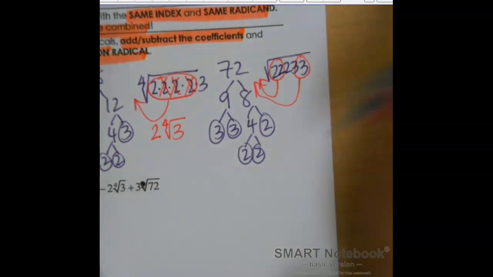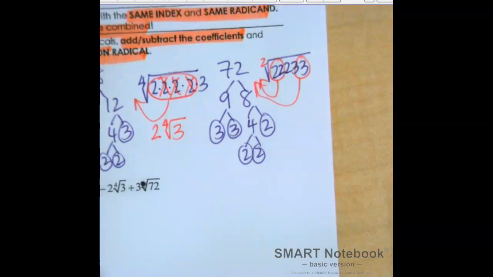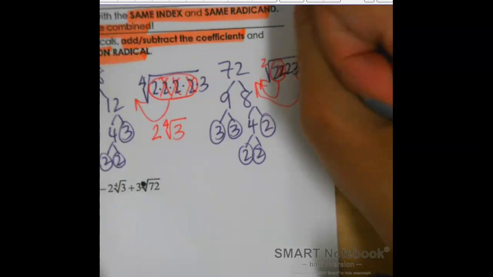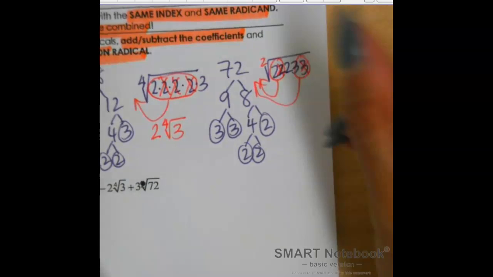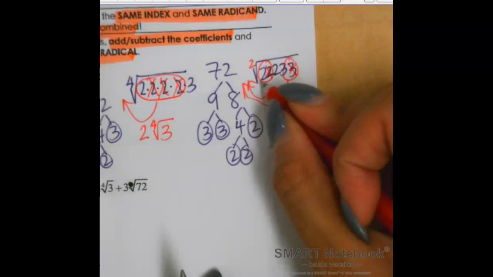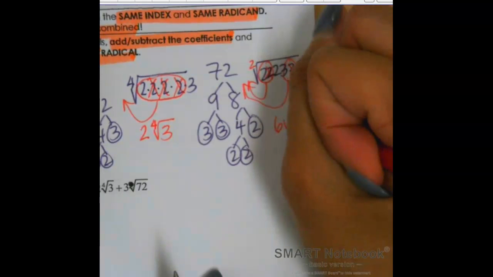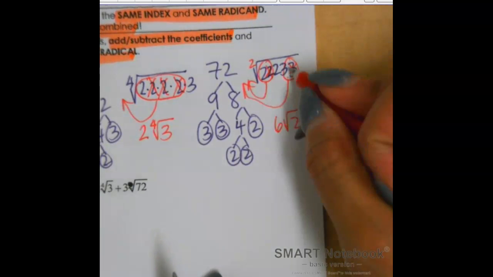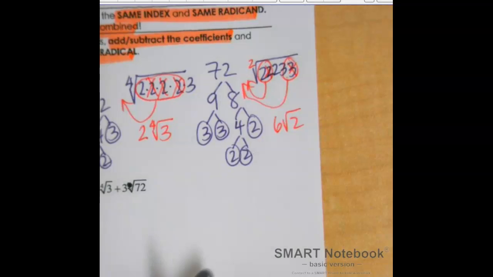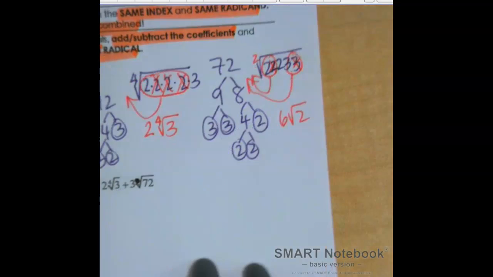The index on this radical is a 2. We changed it into a square root. So this 2 goes away, so does this one. So we're going to be left with 6, because 2 times 3 is 6. Square root of 2. Remember, this 3 is grouped in here. So we have just 6 square root of 2.